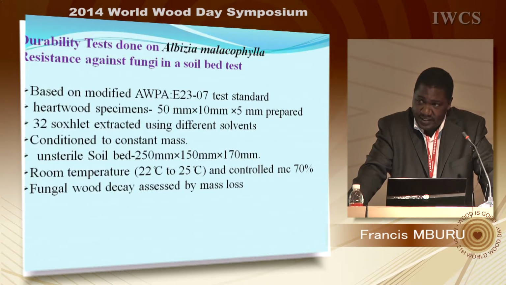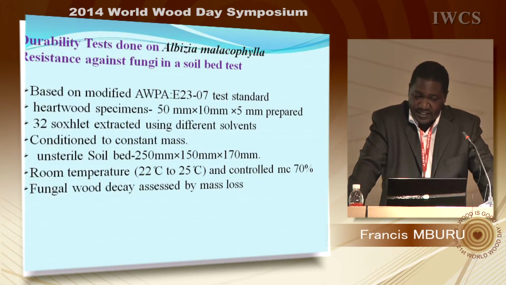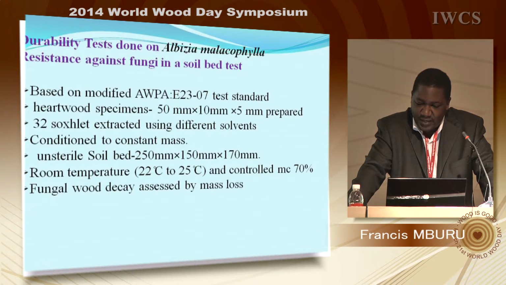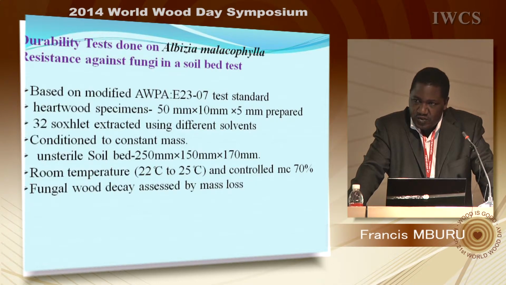That is why my research dwelt on these Albizia species, and I tested the durability. The first thing that I did, I tested the resistance of this wood species against fungi in the laboratory. And the test was based on the American Wood Preservers' Association standard method, where the hardwood samples were cut to those dimensions. Some were extracted using different solvents. The solvents included hexane, dichloromethane, water, toluene, and ethanol.